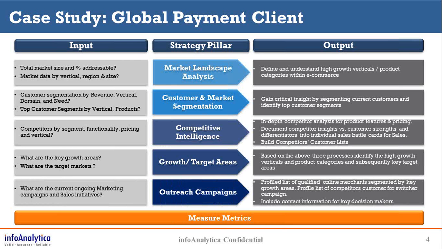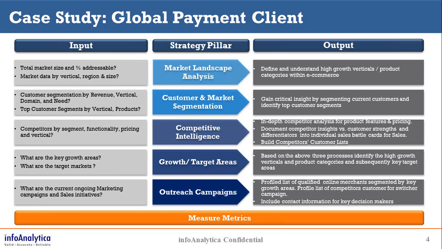In this case, the customer under study is a technology company in the global payment space. As you can see under the input section on the left, the first objective here is to move beyond the total market size and assess the total available or addressable market as part of what we call market landscape analysis. The TAM, or the total addressable market, is then broken down by verticals, geography, and the sizing within those two.